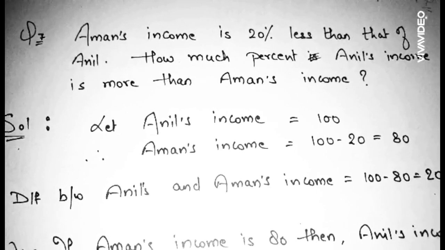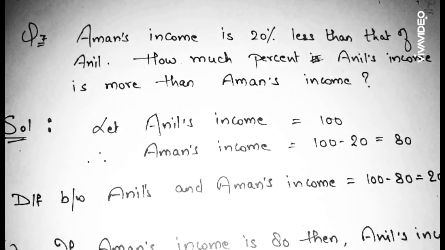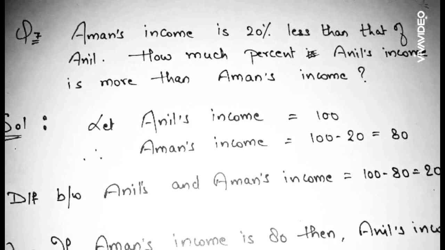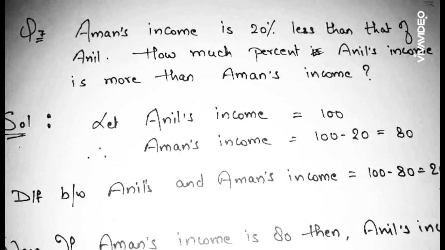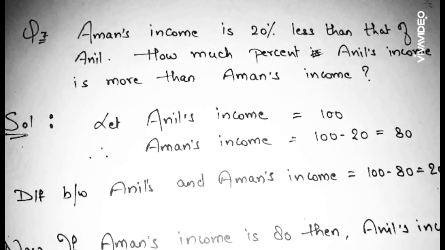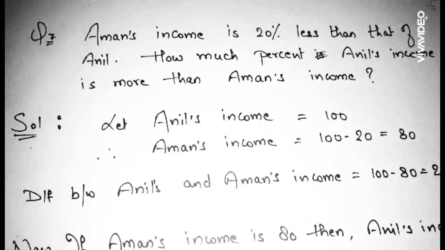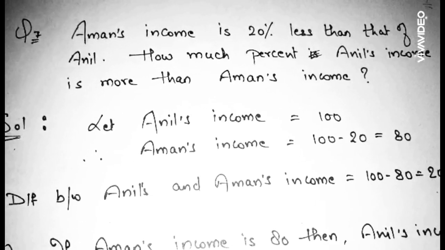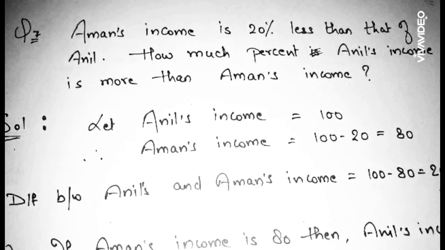Now students, last but not the least, question number 7. Aman's income is 20% less than that of Anil. How much percent is Anil's income more than Aman's income? You're feeling that the question is confusing, isn't it? No. The question is quite interesting. Just read the question. Aman's income is 20% less than Anil's income.